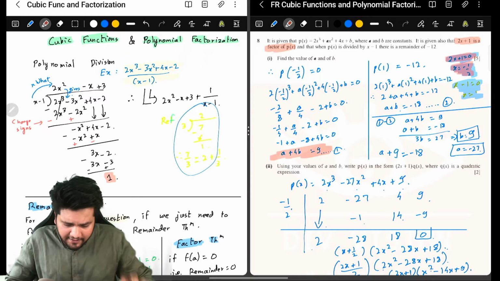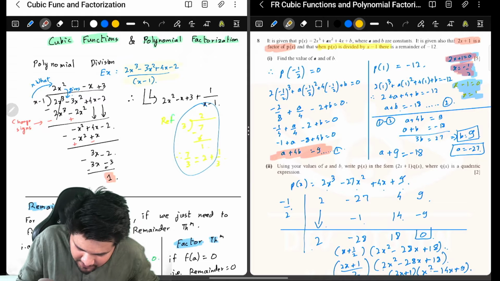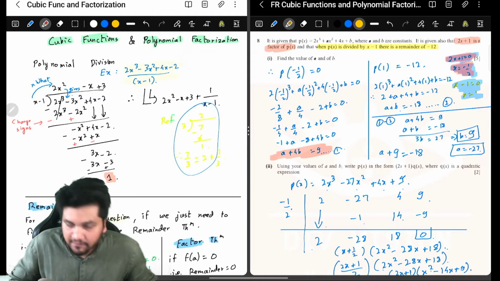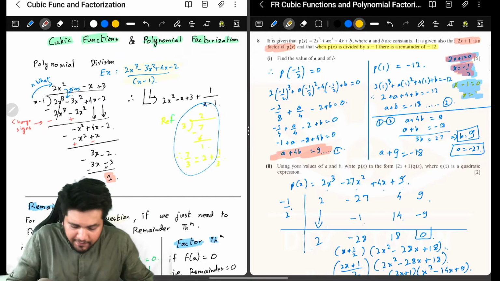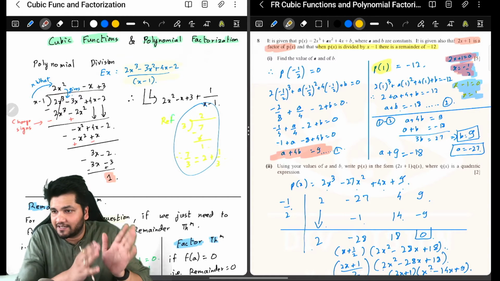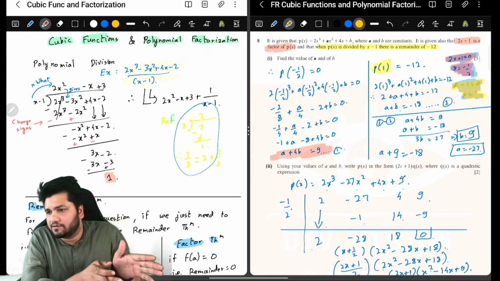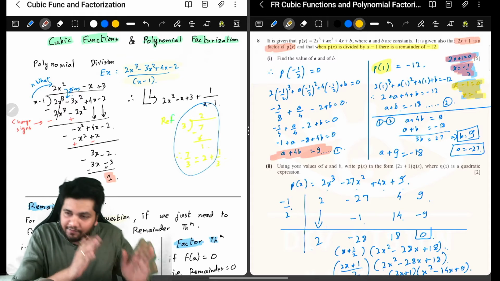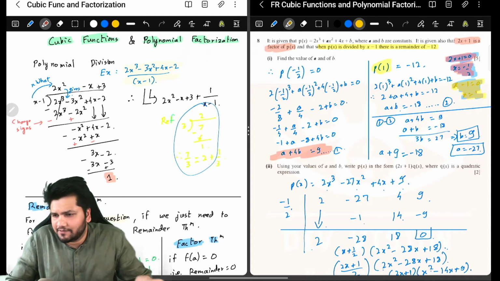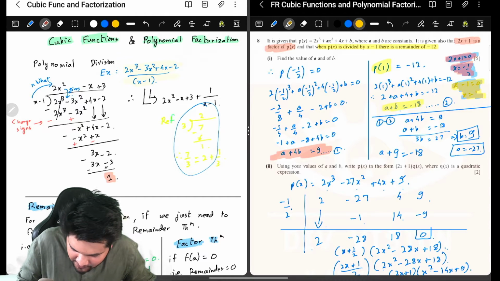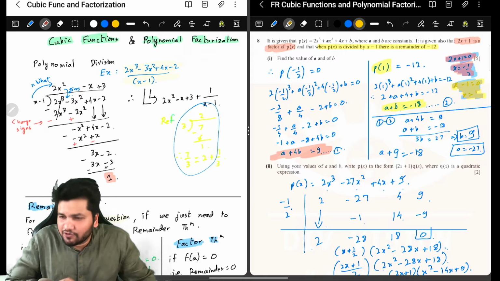With respect to the remainder theorem, they have also said that when p of x is divided by x minus 1, there is a remainder of minus 12. That means p of 1 equals minus 12. Please make sure that x minus 1 equals 0; that's why I've highlighted this. So put x minus 1 equals 0, you get x equals 1. Then p of 1 equals minus 12. Again, you just substitute x equals 1, and at the end you will get a plus b equals minus 18. So these are the two equations you get, and you just solve them simultaneously.